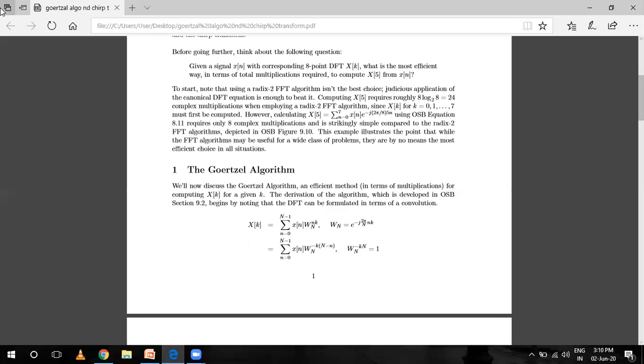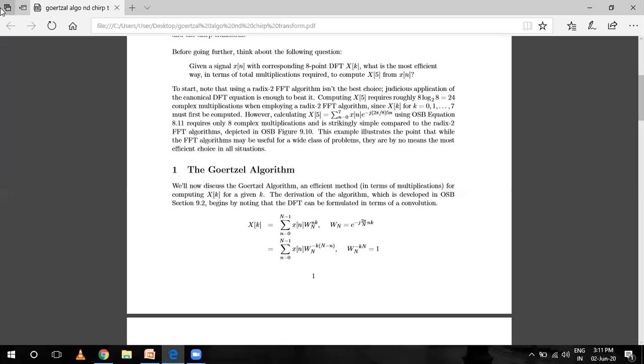OSB is a book's name, Oppenheim Schafer, and I'm referring to this book for this topic. This book is required. Only 8 complex multiplications are needed, which is slightly simpler compared to the Radix 2 FFT algorithm, and this example is given in the book, so go through this book. And the FFT algorithm may be useful for a wide class of problems. They are by no means the most efficient choice in all situations.